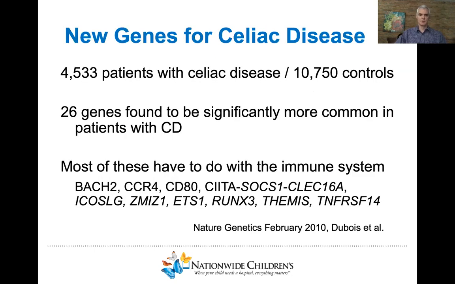In this study from 2010, the authors look at about 4,500 patients with celiac disease and compare them to 10,000 controls. In this study, they found 26 genes to be significantly more common in patients with celiac disease, and now the number is closer to 50. And we know that most of these genes have to do with the immune system and immune regulation.